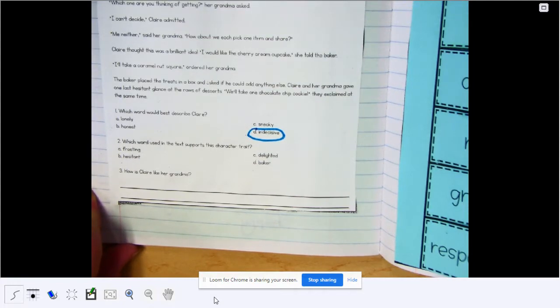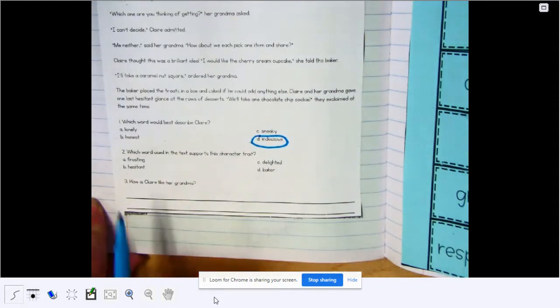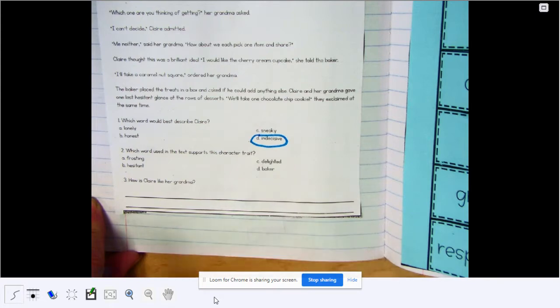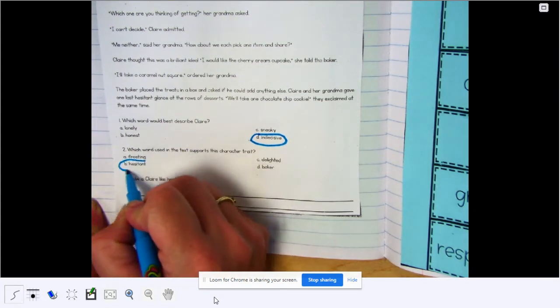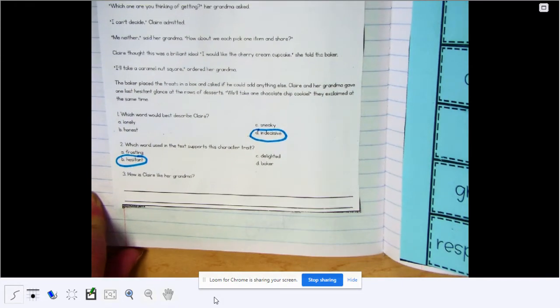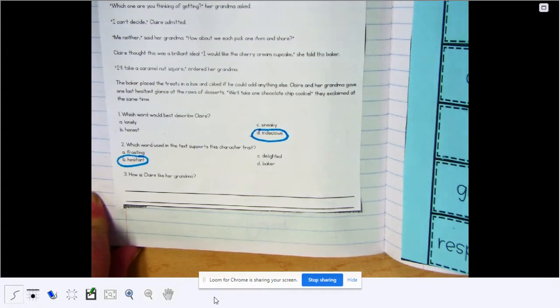Number 2, which word used in the text supports this character trait? Was it frosting, hesitant, delighted, or baker? Hesitant, I think, would be. She was hesitant to pick one thing. It would be hard for me, too.